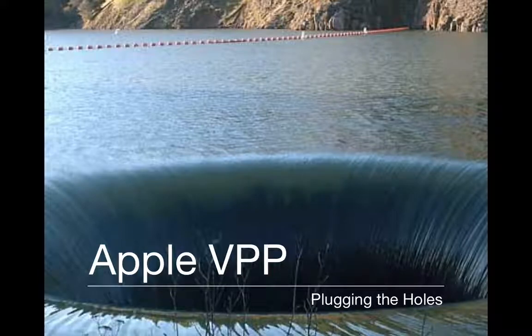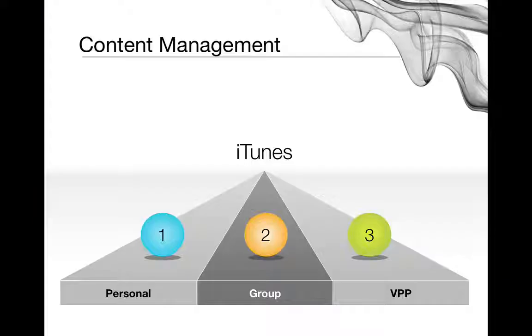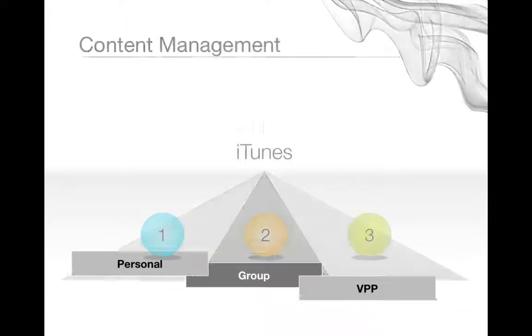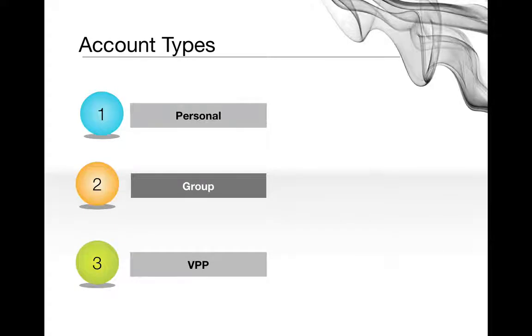All right, before we look closely at the iCafe VPP Manager plugin, we need to first understand the Apple VPP program, what its limitations are, and exactly what problems we're attempting to solve by using this program. To begin, we need to understand the iTunes ownership model. Apple calls it a layered ownership model with personal, group, and volume purchase program ownership. So let's look at each one and get a feel for what we're talking about here.